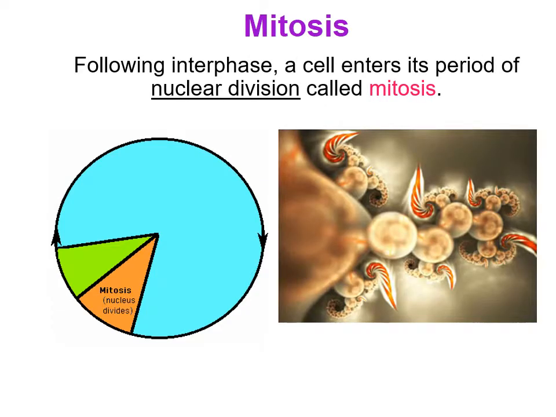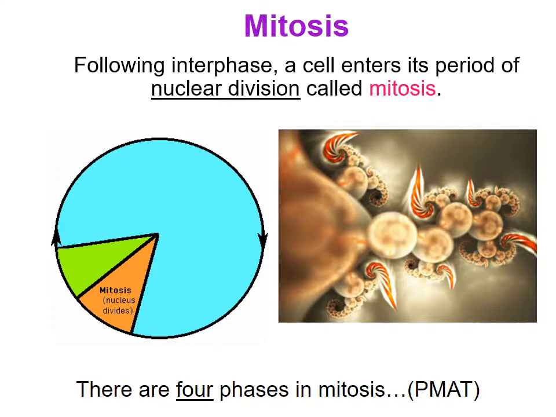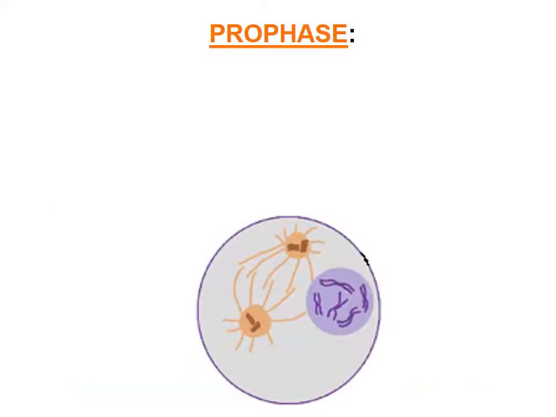Mitosis follows directly after the completion of G2. The purpose of mitosis is to divide the nucleus. It's important to associate mitosis only with nuclear division. Mitosis is divided into 4 phases, and an easy acronym for the phases is PMAT, P-M-A-T. Prophase, metaphase, anaphase, and telophase. Follow along in your worksheet as we go through each of the phases.